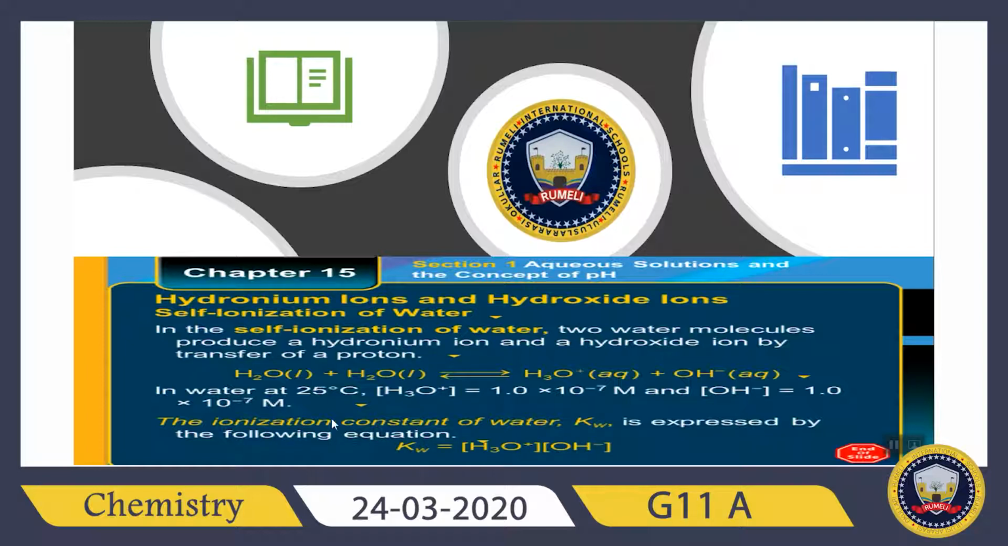Kw is the ionization constant of water, which equals 1 times 10 power minus 14. So the concentration of hydronium ion is half of this value. So the concentration of hydronium ion is equal to 1 times 10 power minus 7 molarity, and the concentration of OH is the same. This is the self-ionization of water.